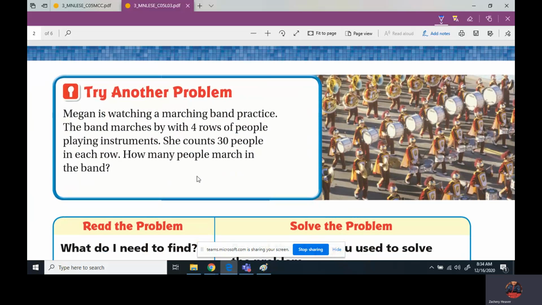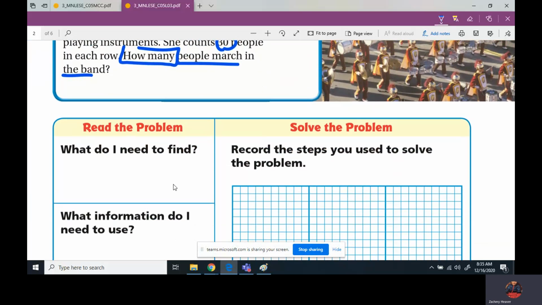We're going to try another one just like what we just did. Megan is watching a marching band practice. The band marches by with 4 rows of people playing instruments. She counts 30 people in each row. How many people march in the band? So there are 4 rows with 30 people in each row. First off, what do we need to find? How many people march in the band? It's the last sentence. That's what we're looking to find.